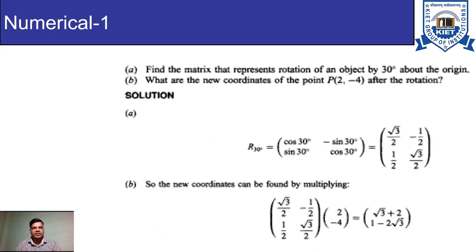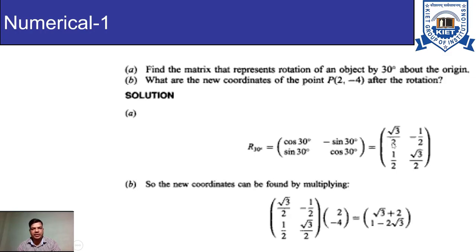So here is the first numerical. We have to find the matrix that represents rotation of an object by 30° about the origin. So basically we have to determine a rotation matrix in which the angle given is 30°, and 30° is positive, so the rotation is in anti-clockwise direction. The rotation matrix about the origin is cos theta, minus sin theta, sin theta and cos theta. So here we have to substitute the value of rotation angle as 30°: cos 30, minus sin 30, sin 30 and cos 30.